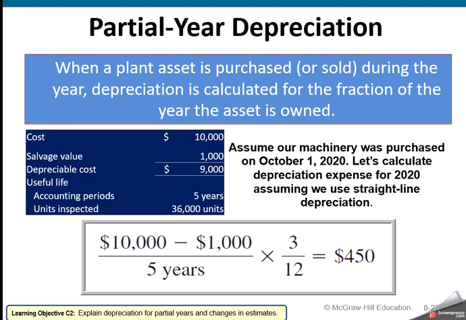So we buy assets at all different times of the year. Let's say we bought it on October 1st. We still calculate our straight line depreciation the same, but now we don't get to take a full year. We only get to take 3 months out of the year. So that's going to be $450 that we would take for that final quarter.